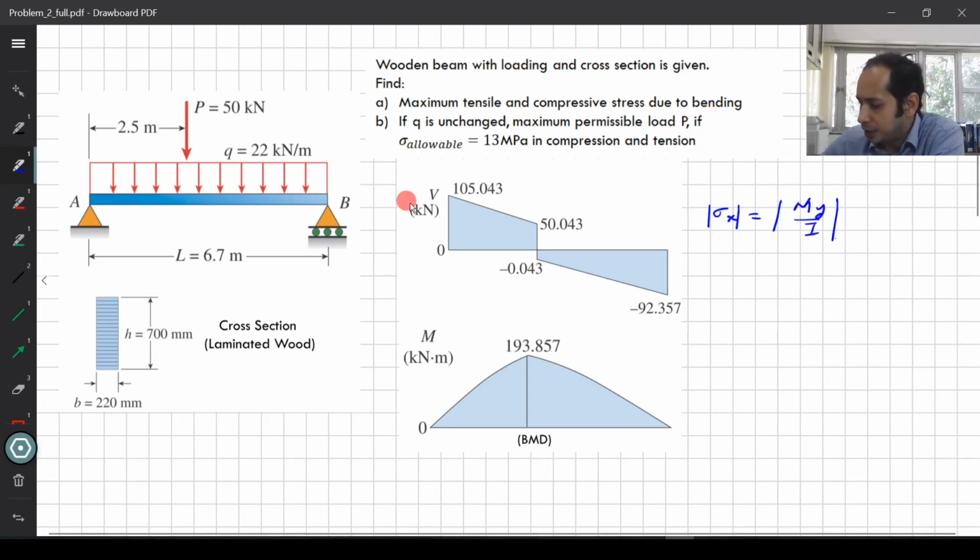Now since the bending moment is entirely positive over here, which part of the beam will be in tension? The bottom part. Remember, a positive bending moment means the beam is bending like this, sagging. So the bottom fibers will be in tension and the top fibers will be in compression. Let's go ahead and mark that over here. So the bottom fiber will be in tension.